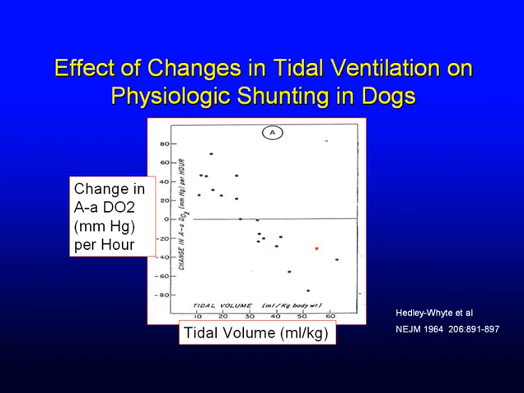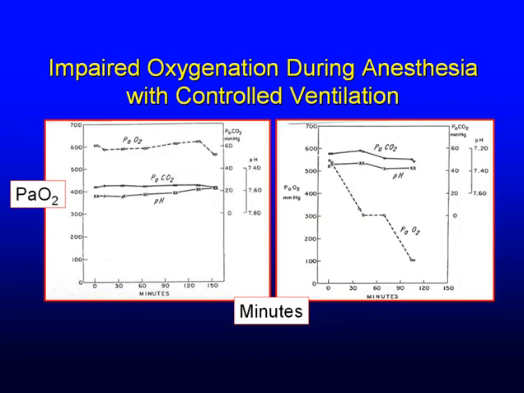And what's obvious is that if you ventilate a dog with a generous tidal volume, the AA gradient actually goes down, but if you ventilate with a modest tidal volume, then the AA gradient rises. These workers reasoned that with a monotonous volume cycled mode of ventilation there was some atelectasis accounting for the gradual rise in AA gradient. Next slide, please.